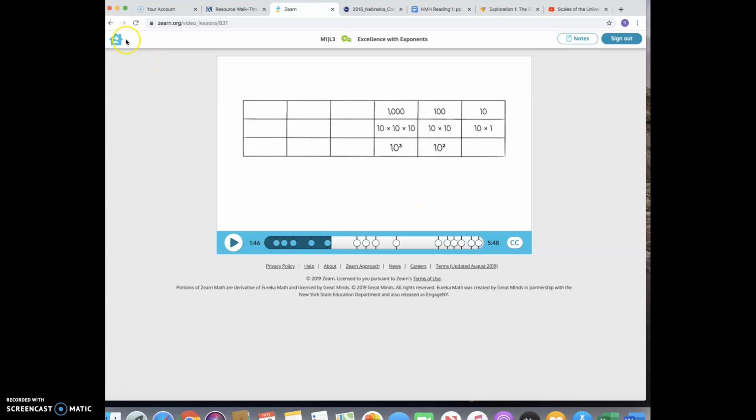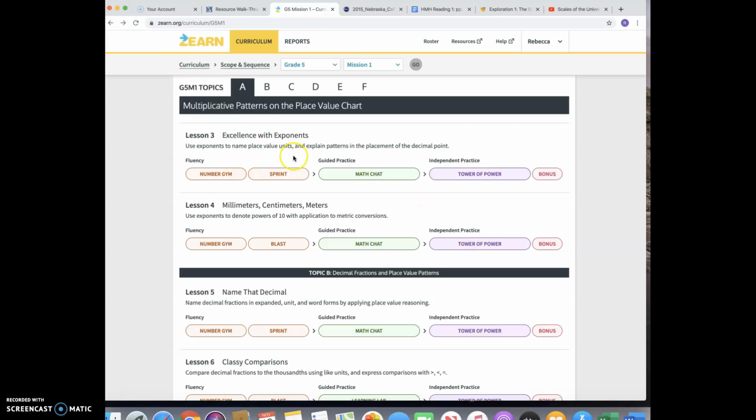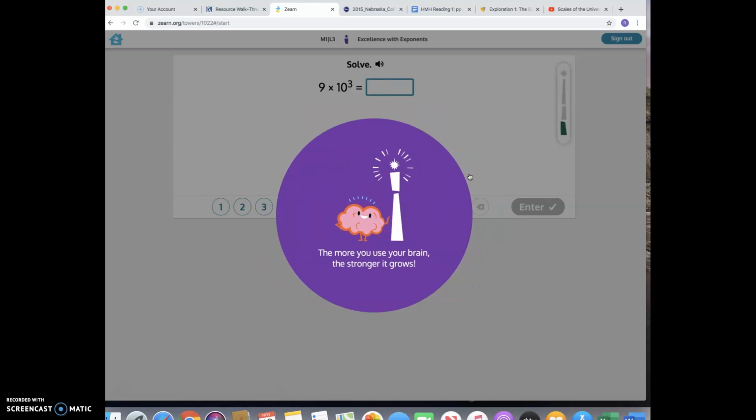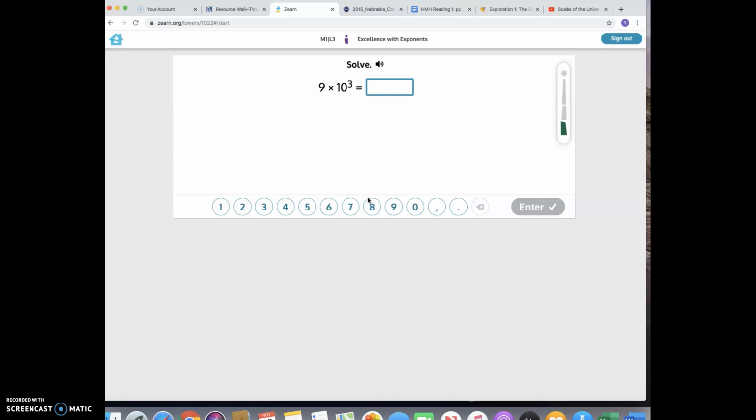So after the students do that with Zern, what I could do then is have them try this Tower of Power and assess whether or not they understand what powers of 10 is. So if we're looking at this after they've done the guided practice and they answer the question as 900 and they get it wrong, they can try it again and say they don't know. Maybe they overshoot it this time and they get it wrong again.